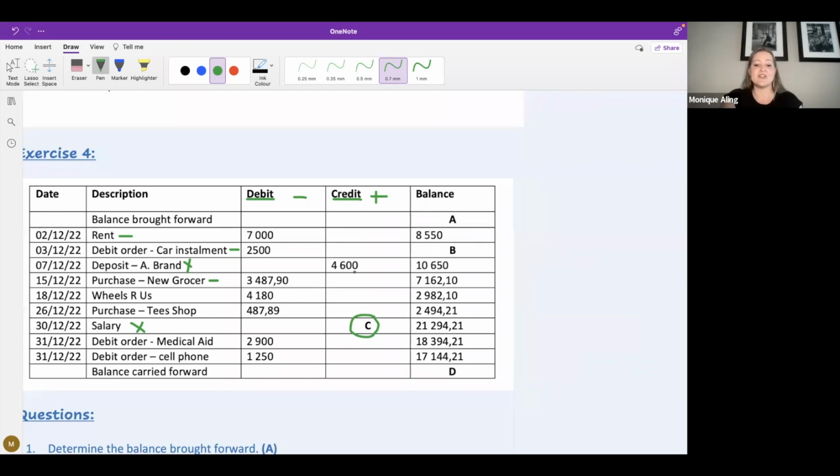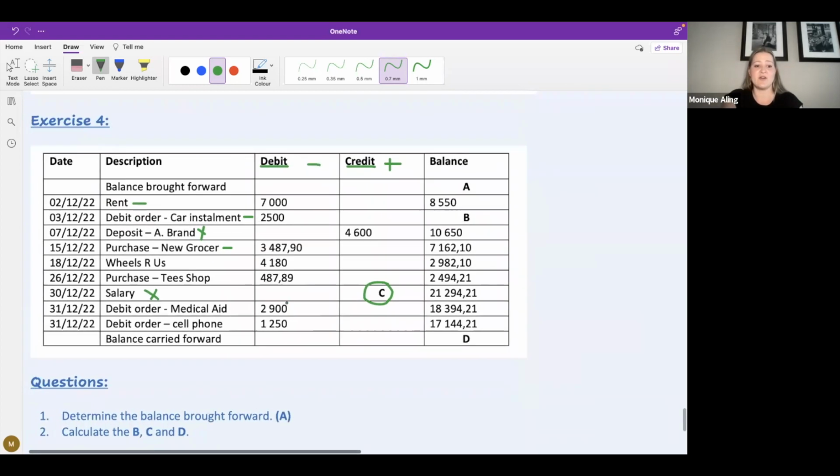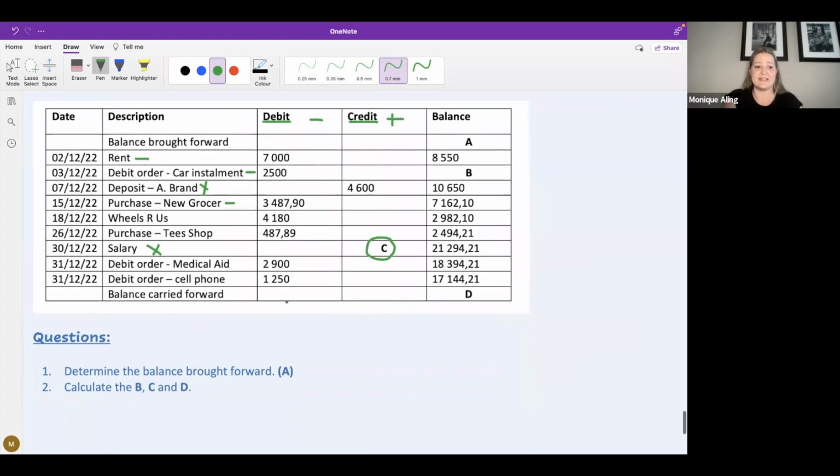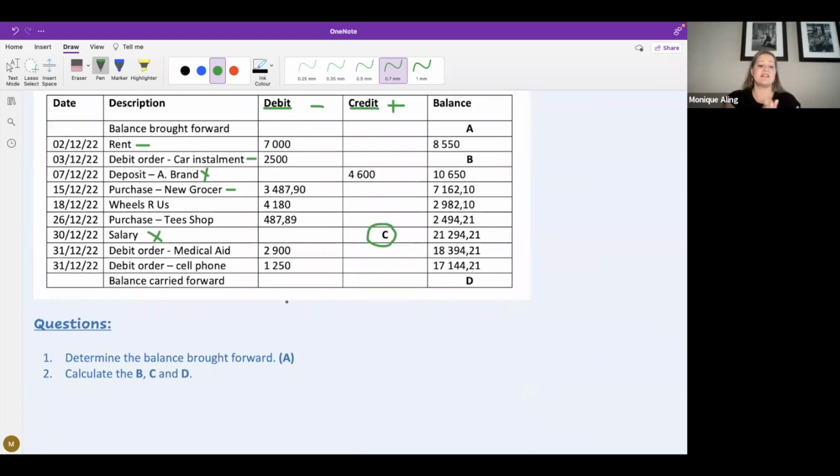Okay, but since you guys are so smart and have understood this completely, I'm going to leave you to do question 1 and 2 by yourselves. Don't give me the answers just yet. I want you to do it by yourselves with your pen and paper, and then we'll go through the answers.